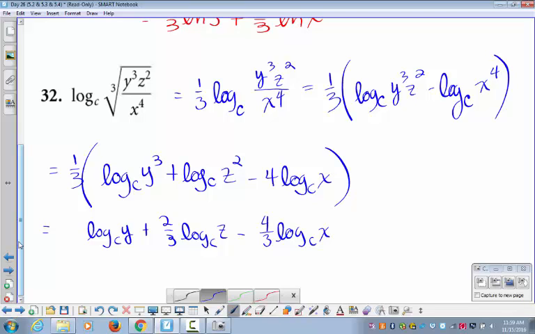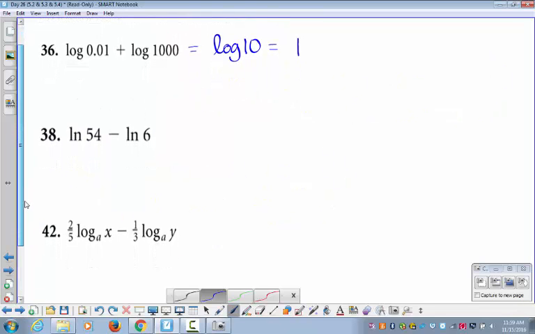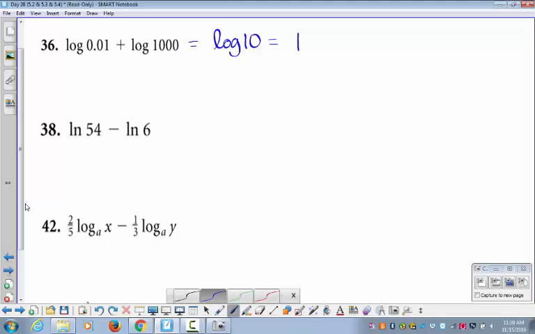All right. Let's go to this one that we started. 38, this is going to become natural log of 54 divided by 6. So we can reduce that a little bit. 3 goes into both. Oh, 9 times 6 is 54, so natural log of 9. Can't go any further though.